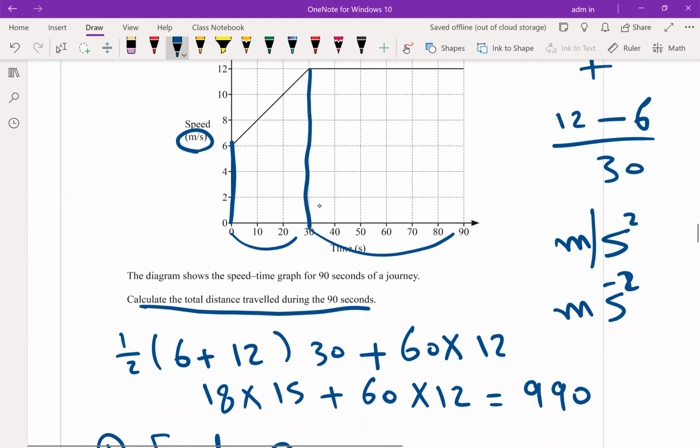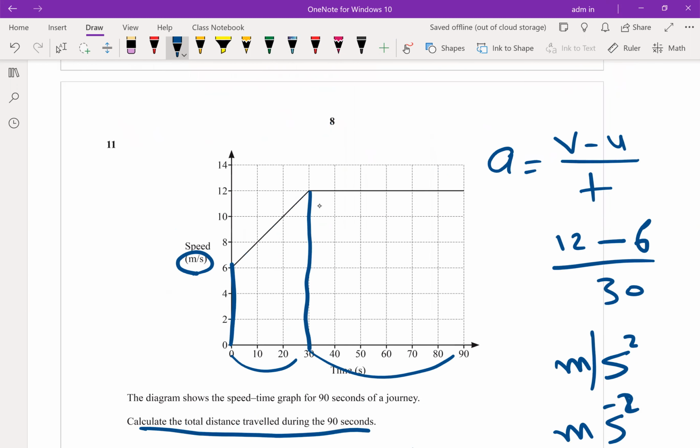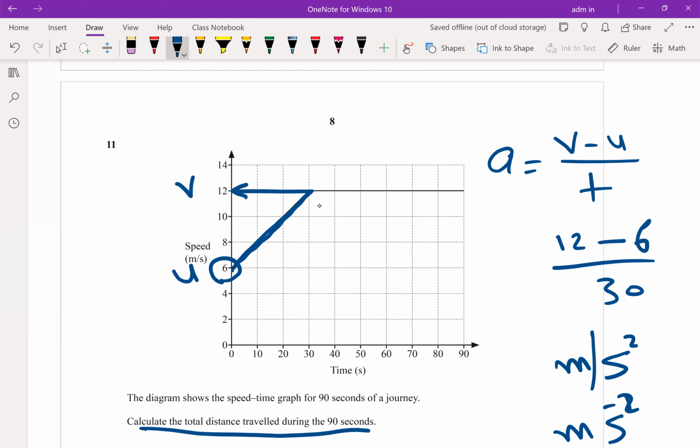If I ask you to get the acceleration, look at the inclined line. The initial velocity, the final velocity. We start with 6 and increase till 12. So this is called acceleration. How to calculate the acceleration? Use this formula. Or you can find the gradient.